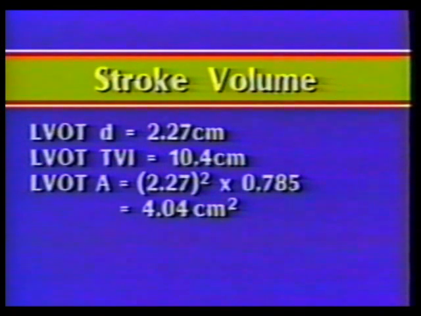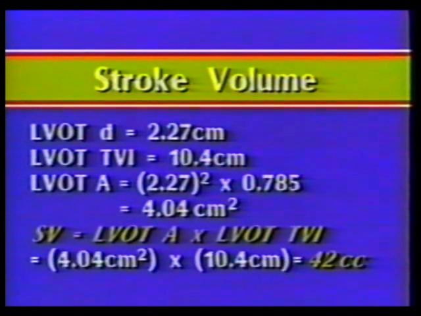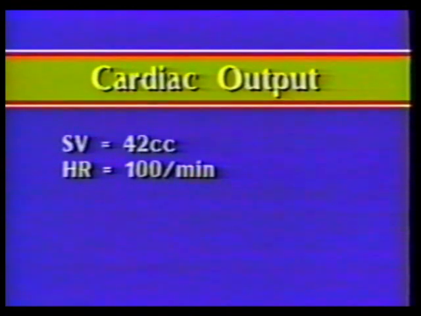The left ventricular outflow tract area is the square of the LVOT diameter times 0.785, or 4.04 square centimeters. Multiplying this area times the LVOT TVI yields the stroke volume, 42 cc's.